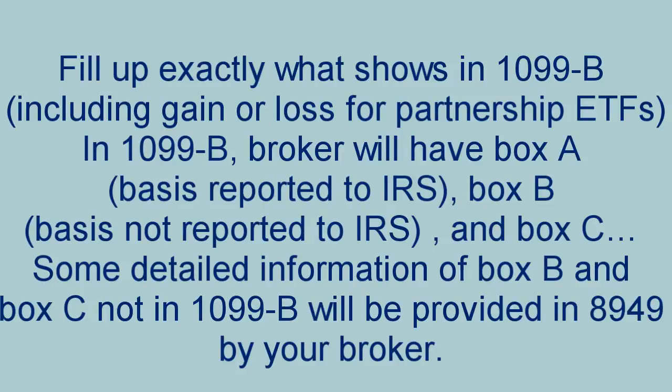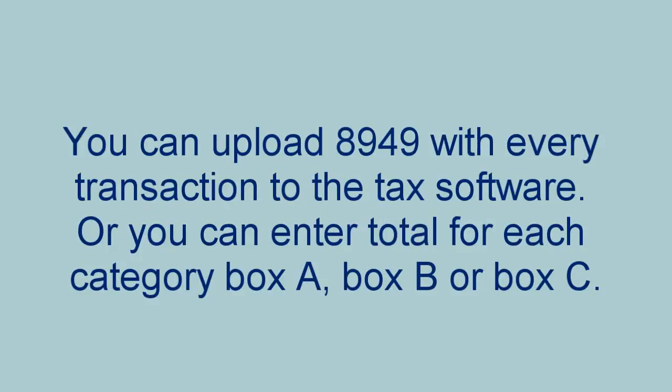Fill in exactly what shows in 1099-B, including gain or loss for partnership ETFs. In 1099-B, the broker will have box A, basis reported to IRS, box B, basis not reported to IRS, and box C. Some detailed information of box B and box C not in 1099-B will be provided in 8949 by your broker. You can upload 8949 with every transaction to the tax software, or you can enter the total for each category, box A, box B, or box C.